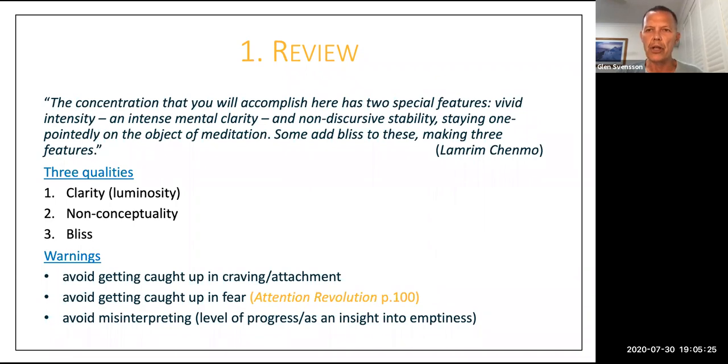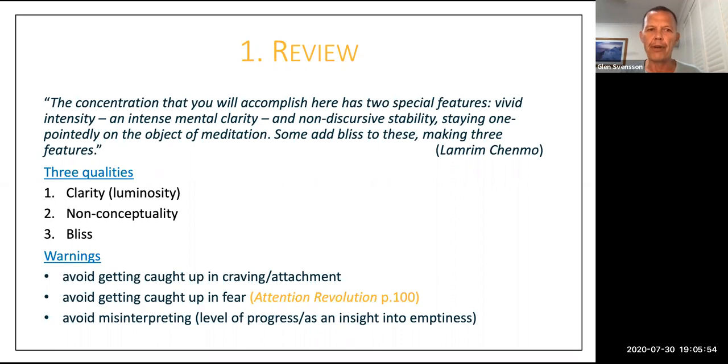So as we mentioned earlier in this program, in the classic meditation texts, such as the Lamrim Chenmo, 2 qualities are normally mentioned: stability and clarity, to be able to focus single-pointedly and in a very clear way. And we added, of course, relaxation for us in the modern world, but Tsongkhapa also says here that some add bliss to these, making 3 features.